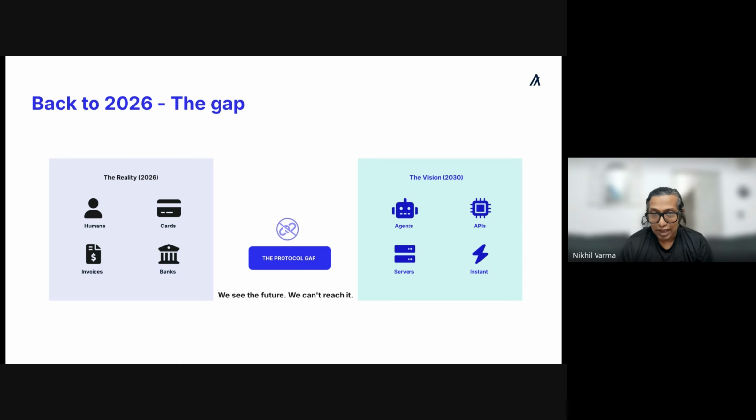And this protocol gap is what, as developers, as people who would be building solutions for the future, we have to start building infrastructure around, to make sure that this protocol gap that we have currently is minimized, is no longer there. And what does this protocol gap create? The next slide, please.